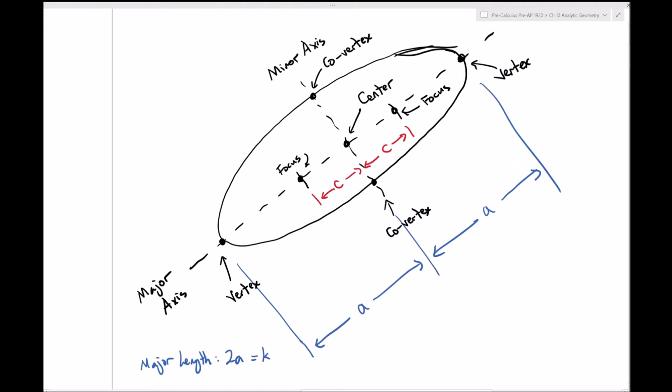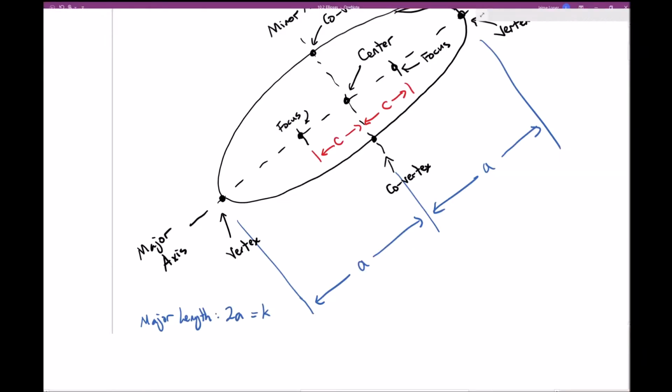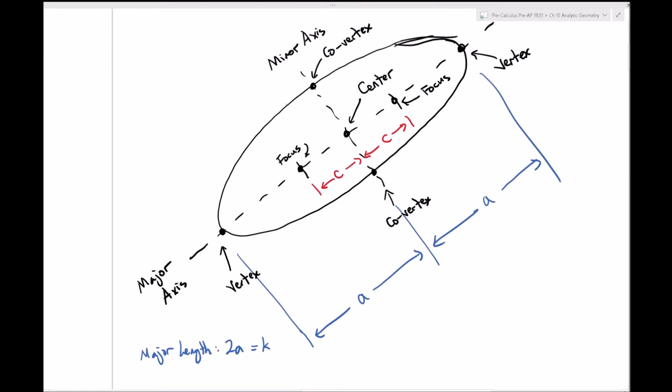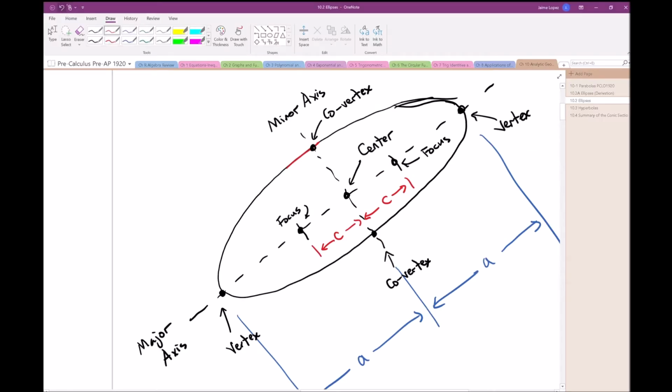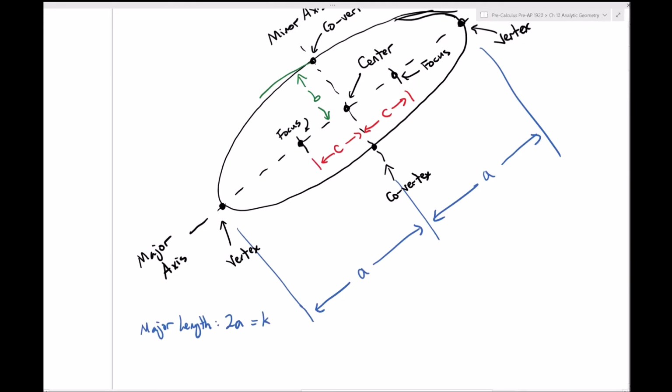The minor axis length is going to be 2 times B. If you remember, B is the distance between this co-vertex, and I should probably do that in a different color. So that, and then that. So from here to here, this is B. And that's the distance between any one of the co-vertices and the center. That's also going to give us the minor length. So the length of the minor axis, I'll call it a minor length, is 2B.